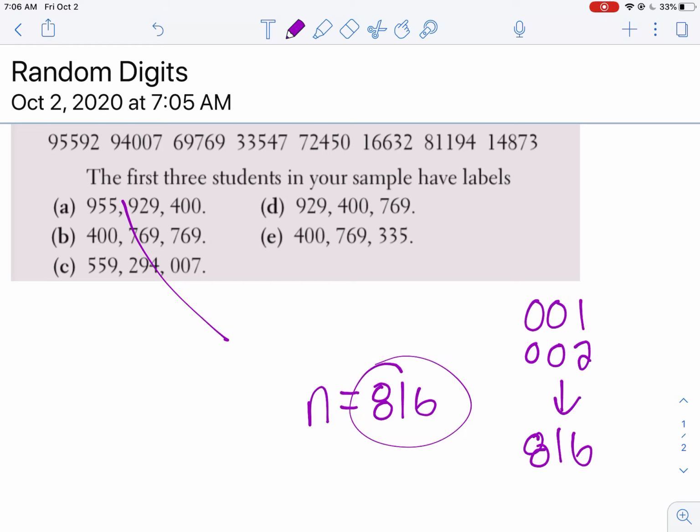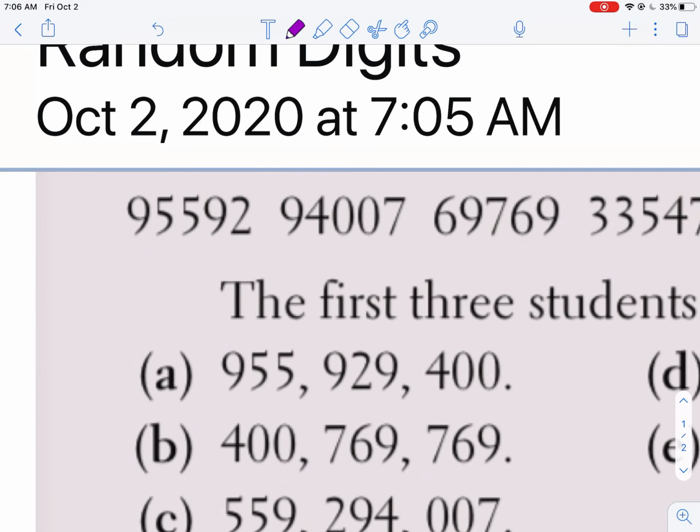Here's how it would work. I'm going to zoom in. Now, you'll notice these aren't grouped in threes, but you're going to group them in threes. So what you would do is you look for the first 3 digits: 955. That would be the first thing you pull up.